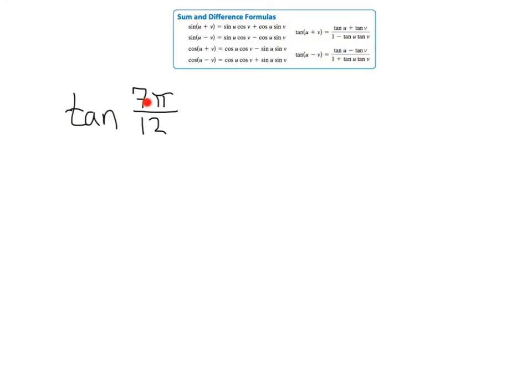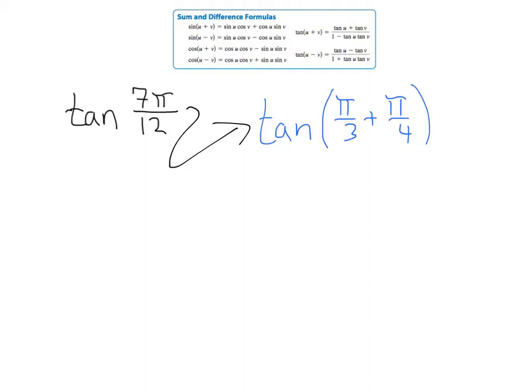Let's try doing tangent 7 pi over 12. Again, 7 pi over 12 is not special. Let's rewrite this as tangent of pi over 3 plus pi over 4. Pi over 3 plus pi over 4 equals 7 pi over 12, and pi over 3 and pi over 4 are both special angles.